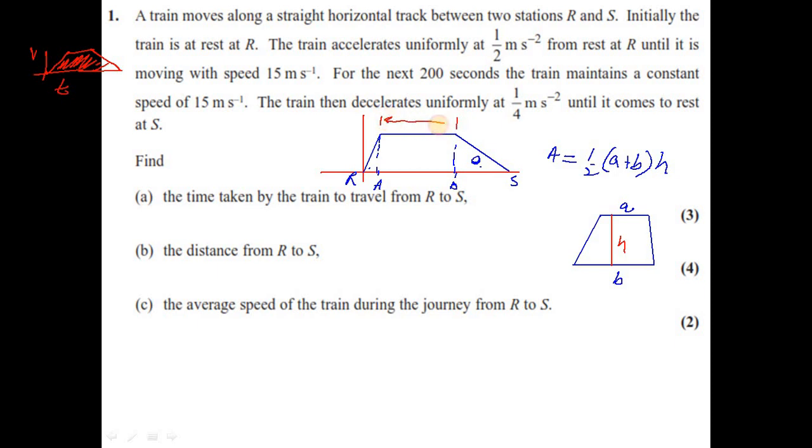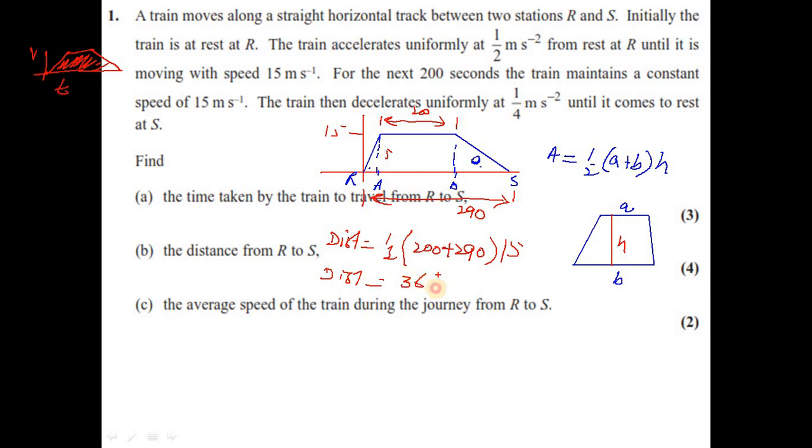If you see this parallel side, this length is 200, and the opposite parallel side is this much, and you have found this as 290, and the height is 15, because this is the velocity graph. So you can use the formula for the distance from R to S. The distance is half of A plus B, A plus B means 200 plus 290, times 15. If you add these two and multiply by 15 divided by 2, your distance would be equal to 3675 meters. So this is the distance traveled by the train.